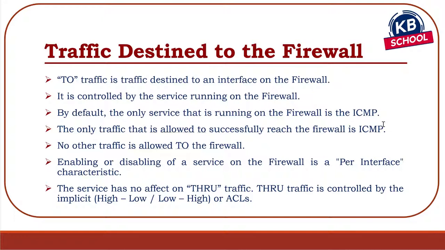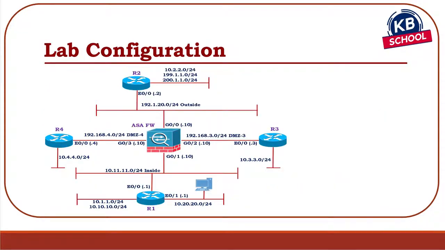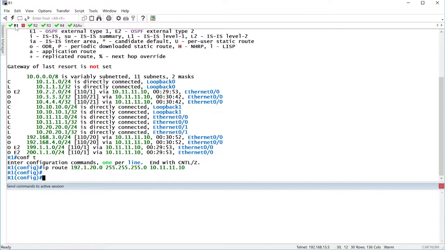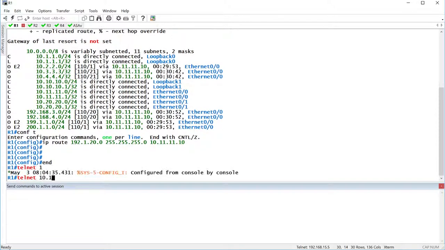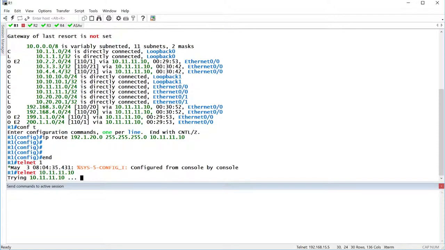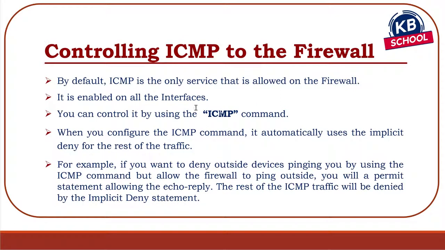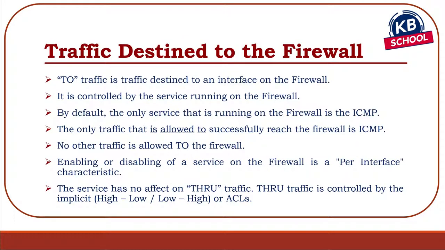If the services are disabled, no traffic will be allowed to go to that firewall interface because the service is not responding. So for example, if I go back to my diagram and sit on router 1 and try to telnet to 10.11.11.10, it's not going to work because the telnet service is not enabled by default. The only service that's enabled by default is your ICMP service. None of the other services are enabled.